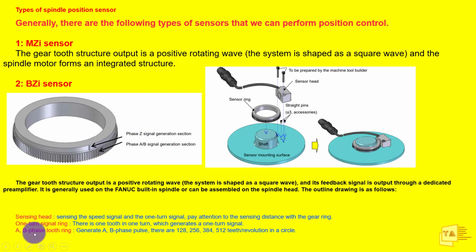Okay, next one is the A and B phase tooth ring. This one is to generate AB phase pulses. There are 128, 256, 384 and 512 teeth per revolution in a circle. So this is nothing but revolutions. Per revolution we will have 512 or 384 or 256 or 128. So this is the BZI sensor. This is the overlook.